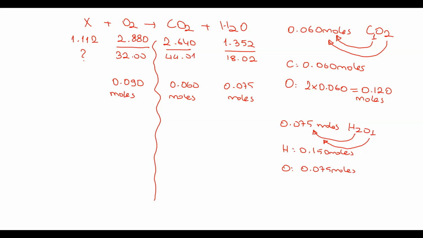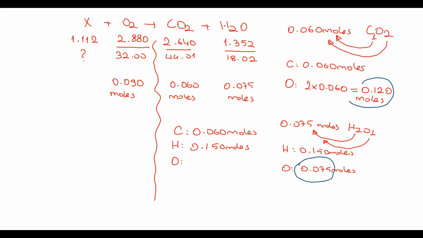So it is 1 times 0.075, which is 0.075 moles. Okay, so on the right-hand side, which is the product side, the total number of carbon is 0.060 moles, and hydrogen is 0.150 moles. And oxygen comes from the two compounds. Let me show it to you. 0.120 comes from here, and 0.075 comes from water. So we need to take the sum of them, and it makes 0.195 moles.